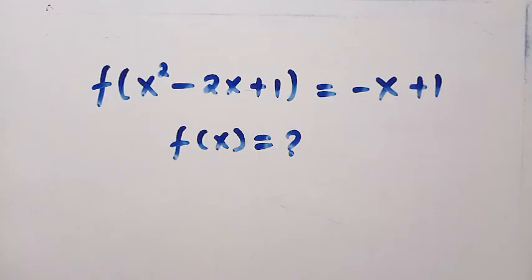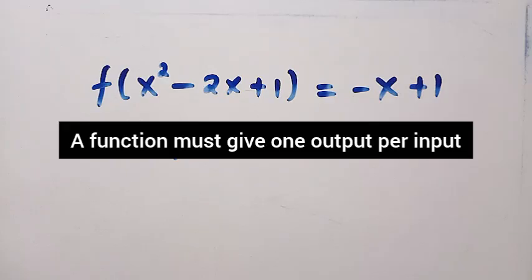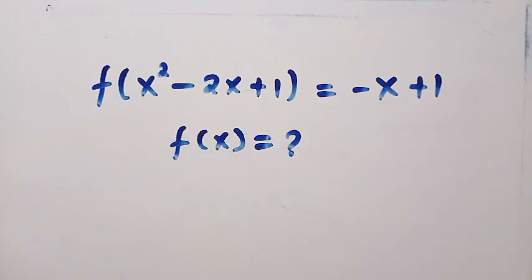A function must give one output per input. In this video, we are given a functional equation where f of x squared minus 2x plus 1 equals minus x plus 1. And what is f of x? I quoted that a function must give one output per input. And how do we get this?